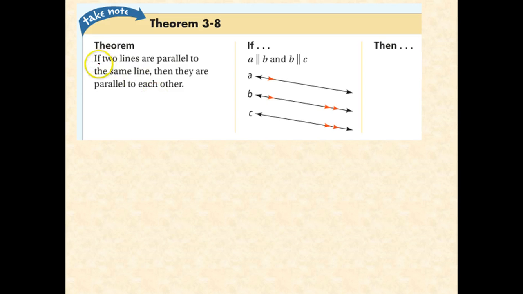Theorem 3.8. Now remember, all these theorems need to be going on a few pages that you set aside for theorems. You want to have a nice list of all your theorems so that you can use them when you're making neato proofs. Theorem 3.8 says that if two lines are parallel to the same line, then they're parallel to each other. So if A is parallel to B and B is parallel to C, then A is parallel to C. It's kind of like the transitive property for parallel lines.